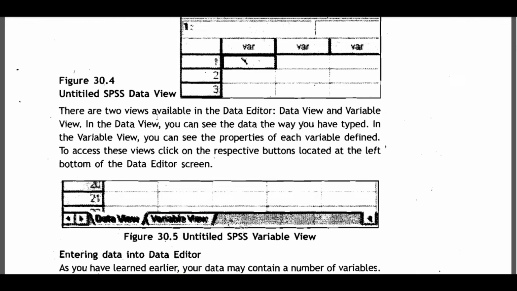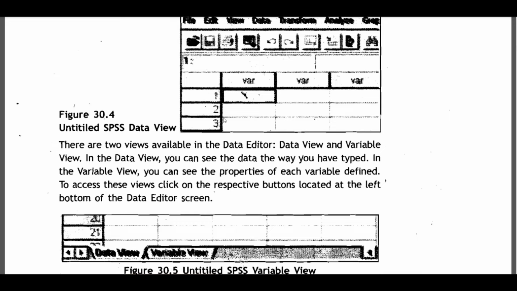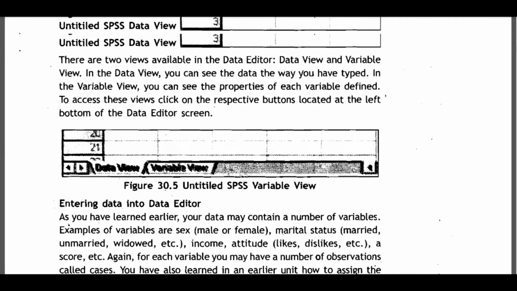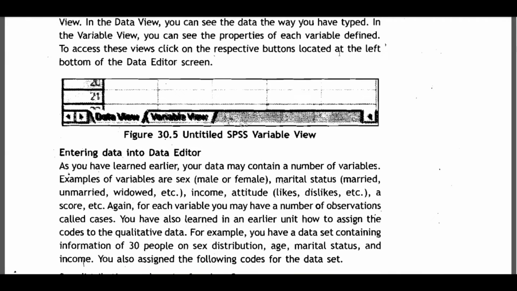There are two views available in the data editor, data view and variable view. In the data view, you can see the data the way you have typed it. In variable view, you can see the properties of each variable defined. To access these views, click on the respective buttons. So here you can see there is data view and variable view. If you click on any one of these, you can see it accordingly. The buttons are located at the left bottom corner of the data editor. It's showing here properly, in the bottom left corner: data view and variable view.